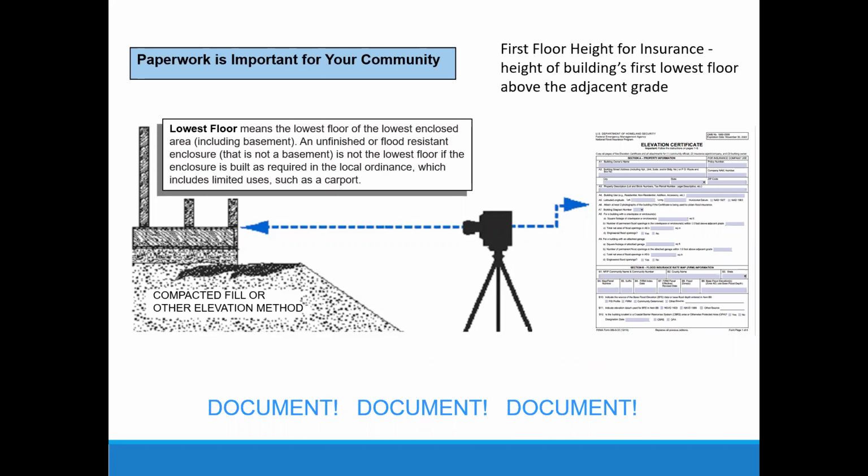And so I just wanted to point out that first floor height for insurance, I mentioned this, is the height of the building's first lowest floor above the adjacent grade. And that's what we're looking at for insurance now. It has changed. We did look at the lowest floor. So that's one of those new things under Risk Rating 2.0.